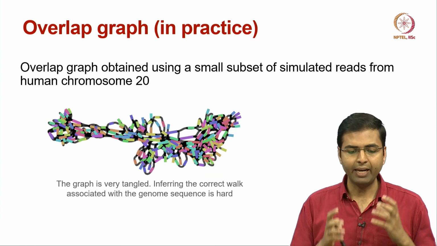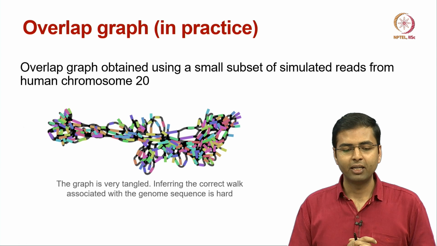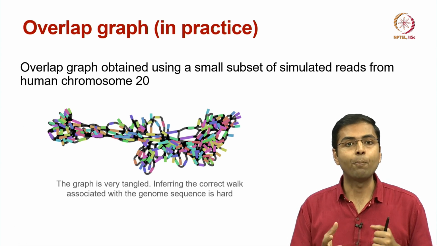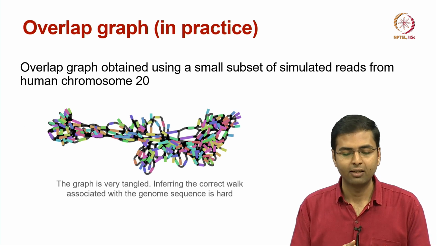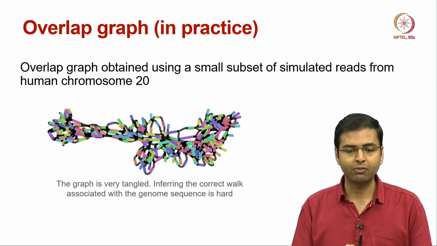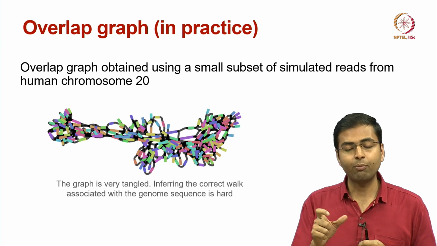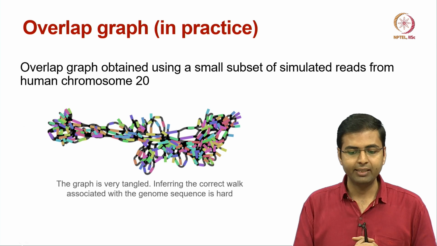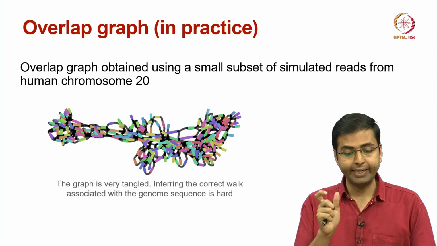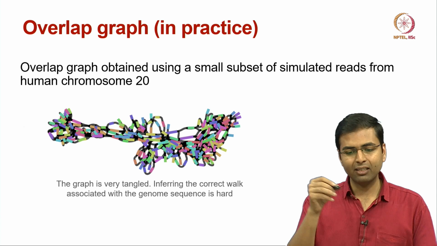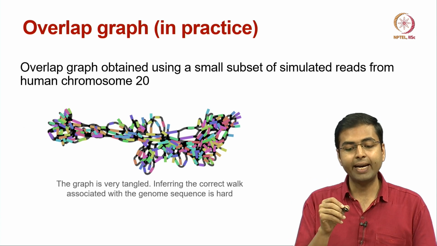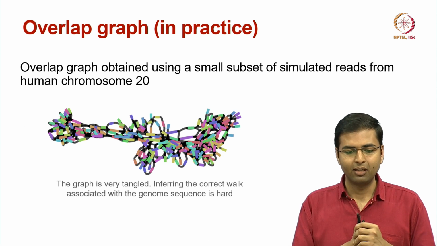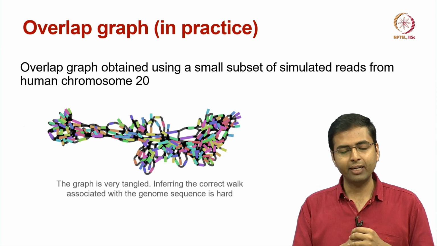Now, the definition that we have seen for overlap graphs, if we directly use that in practice, the graph can be very complex. So, for example, I am showing you a visualization of a graph drawn from a very small number of simulated reads from human chromosome 20. In this visualization each colored rectangle indicates a read and the black curved lines indicate edges between the reads. So, in this case as you can see, this is not an easy to interpret graph.